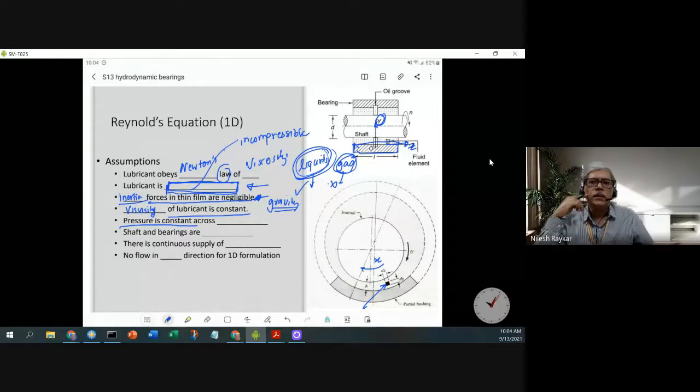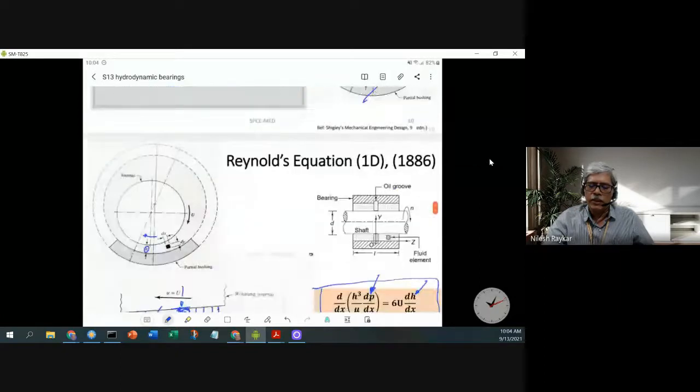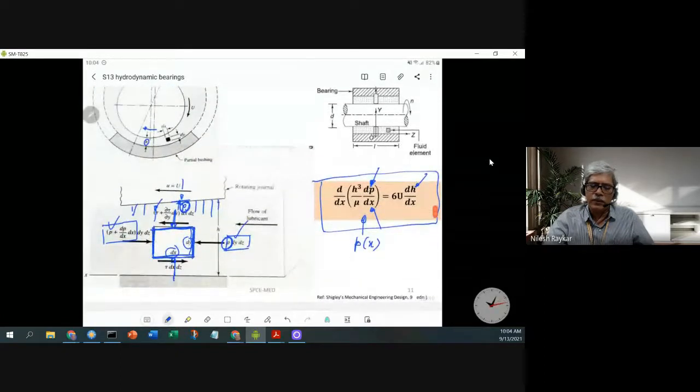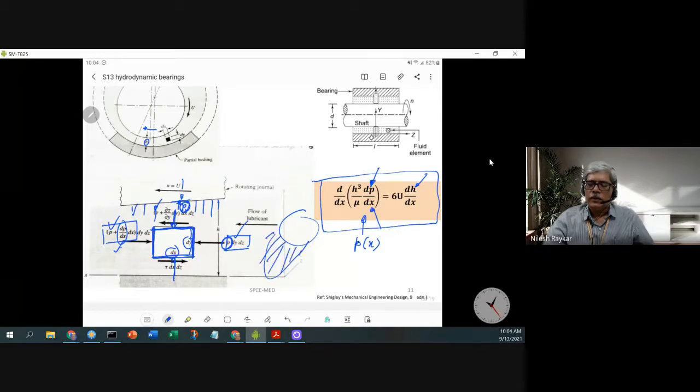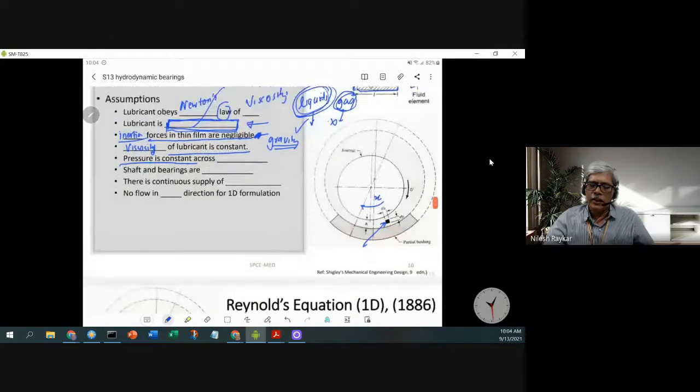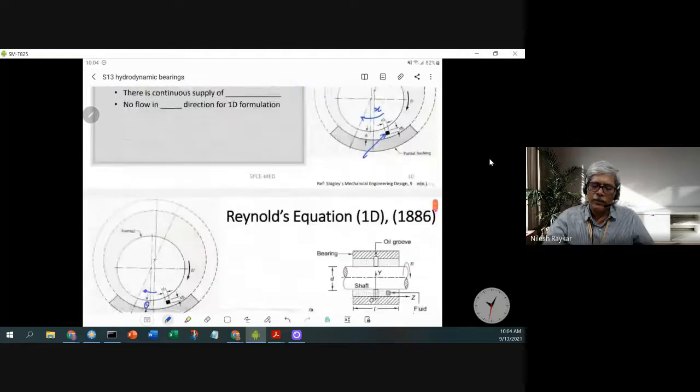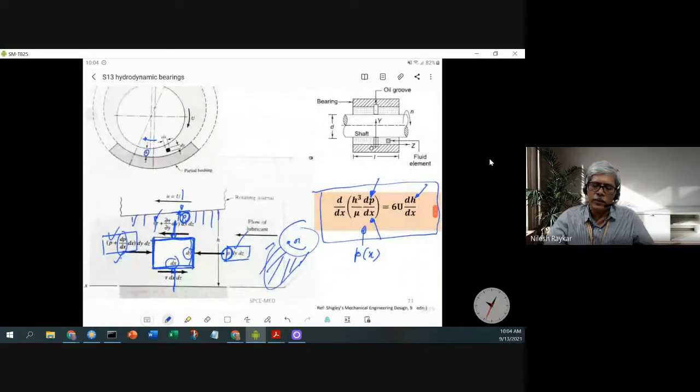X direction. As we momentarily saw in the previous slide, there is a P plus dP by dx. So that means in the X direction the pressure is varying. As we have seen, the circumferential pressure distribution would be there. In the Y direction, that is the radial direction, from the bottom end of the wedge to the top end of the wedge, we are assuming that pressure remains constant. So there is no variation of pressure in the radial direction, as well as in the Z direction, that is across the length of the sleeve.